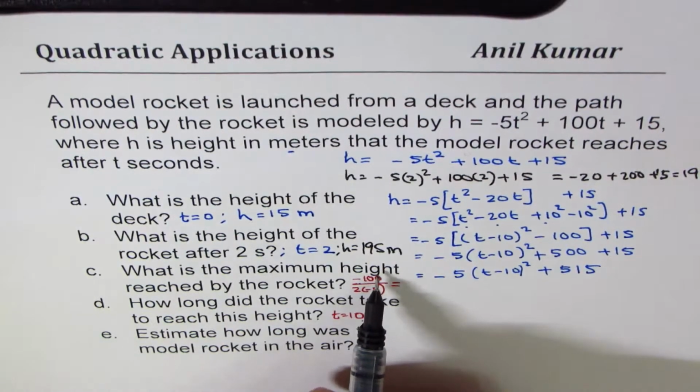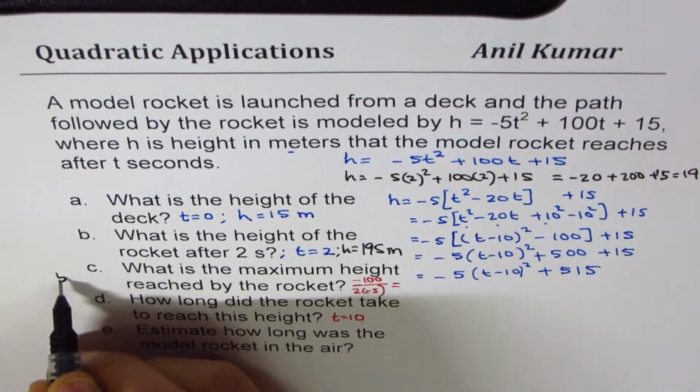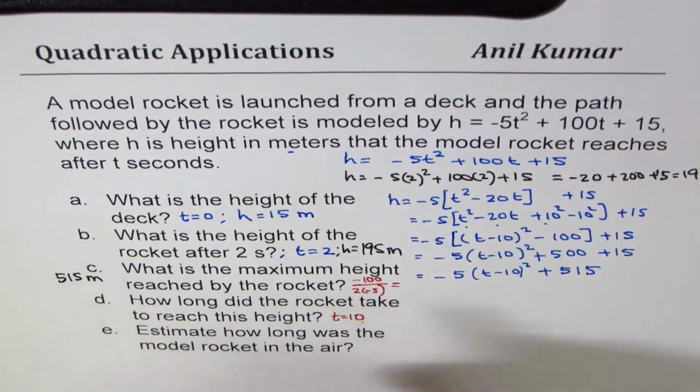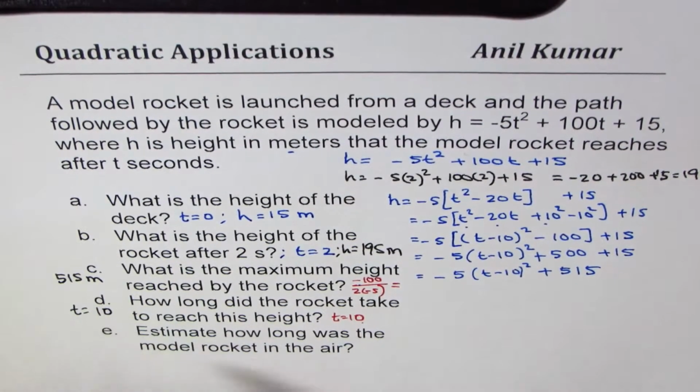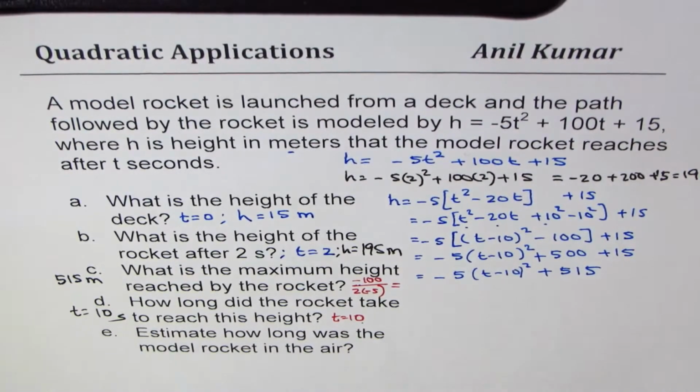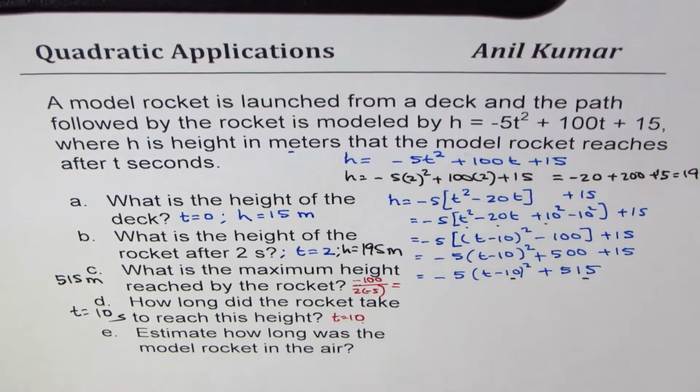What is the maximum height? It is 515 meters. When is it reached? At t equals 10, correct? Seconds. So we get both the answers here, as you can see, by completing the squares.